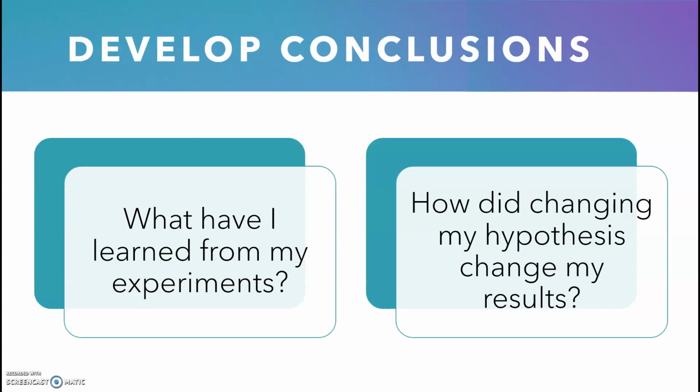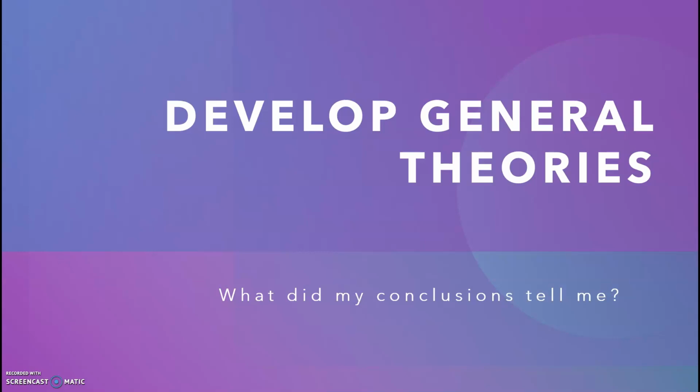Once I've tested a change in hypothesis, I'm going to look at that data and develop conclusions. So what have I learned from my experiments? How did changing my hypothesis change my results? And last, we're going to develop general theories. So what did my conclusions tell me? And if they told me something amazing, I can put that in a scientific article and publish it. And then I move on to making another observation and asking another question, because science is a never-ending process.